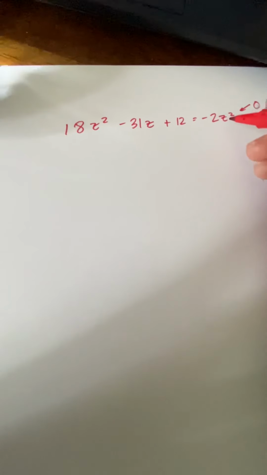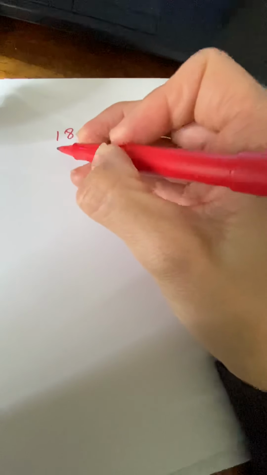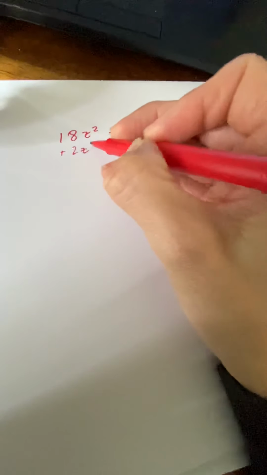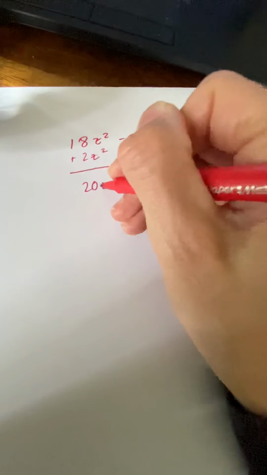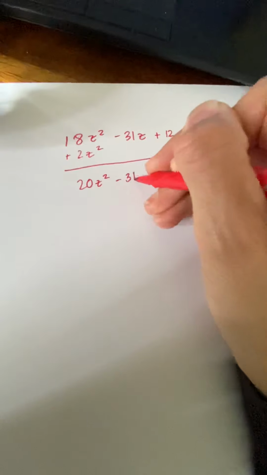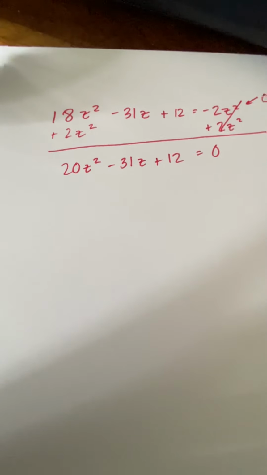And if this needs to equal 0, this is minus 2z squared. So in order to get rid of that, I need to add that to both sides. And I'm going to add it under with my z squared here. So I have 20z squared minus 31z plus 12 equals 0. So now I can start to solve this.